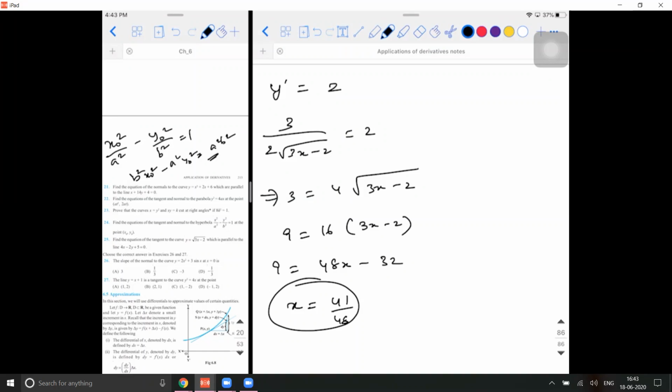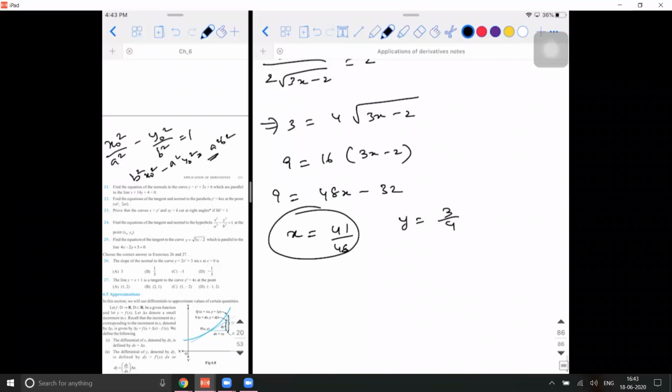Three by four. Plus or minus 3 by 4? No, you will not. Are you getting plus or minus 3 by 4? You can just take it as 3 by 4 because you have a square root. No? So what is it? Since you got 3 by 4, now you know the point.